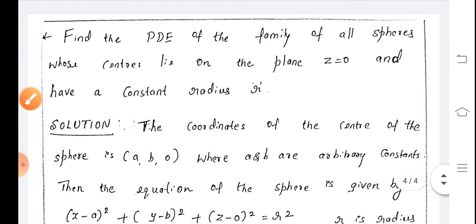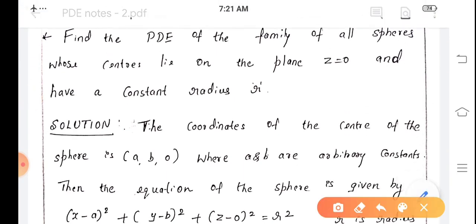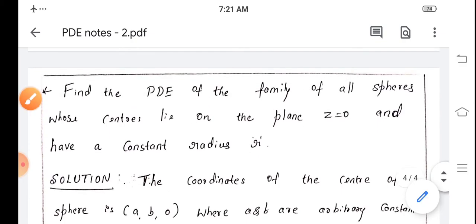Okay, we will work out the next question. Find the partial differential equation of the family of all spheres whose centers lie on the plane z is equal to 0 and have a constant radius.